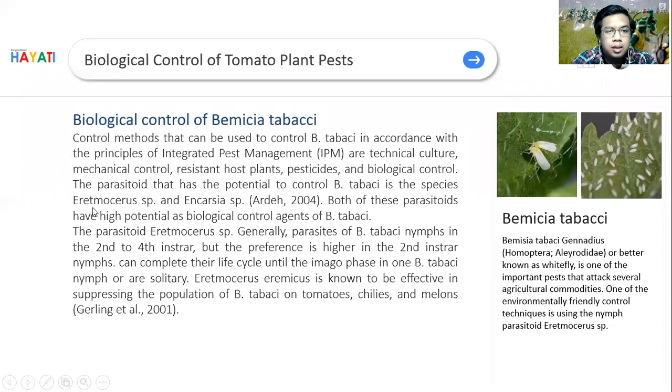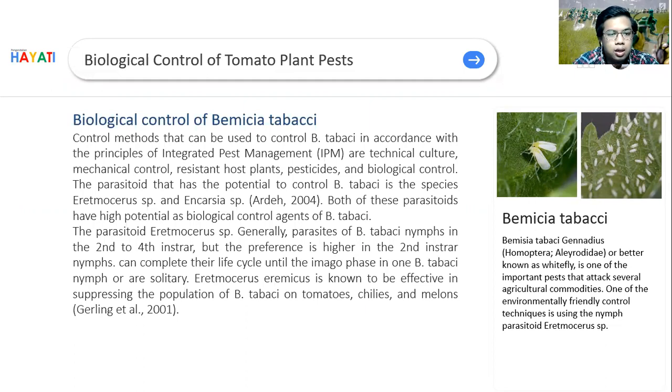Okay, so next is biological control of Bemisia tabaci. Control methods that can be used to control B. tabaci in accordance with the principle of integrated pest management or IPM are cultural techniques, mechanical control, resistant host plants, pesticides, and biological control. The parasitoids that have the potential to control B. tabaci are the species Eretmocerus sp. and Encarsia sp.